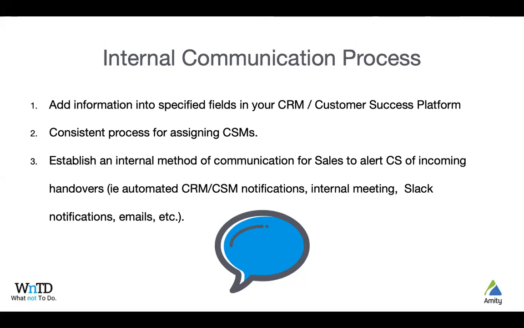Lastly, you want to establish an internal method of communication. This alerts the CS team of incoming handovers from the sales team. This can be done through automated notifications in your CRM, internal meetings, Slack notifications, or emails. Look at how you typically communicate in your organization and figure out a framework for establishing that internal communication that's best for your organization.